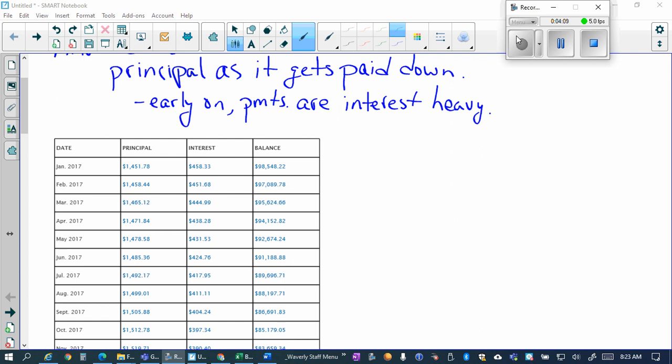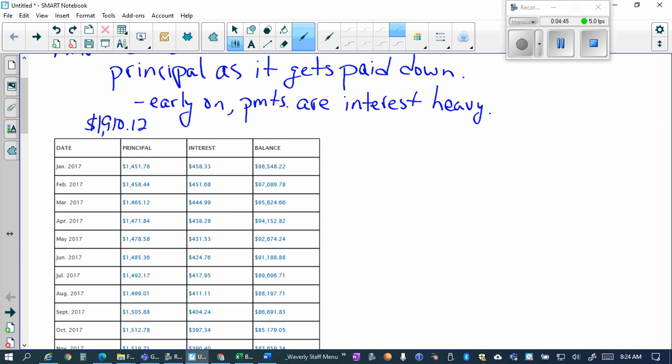So the monthly payment is 19. It'll be here in the notes. 19. Right? So that's the monthly payment on this. And look at the principal and interest portions of it. Notice that early on in the loan, the principal is $1,451. And as you go down, what's happening to the principal portion of that payment? Going up. It's getting bigger.